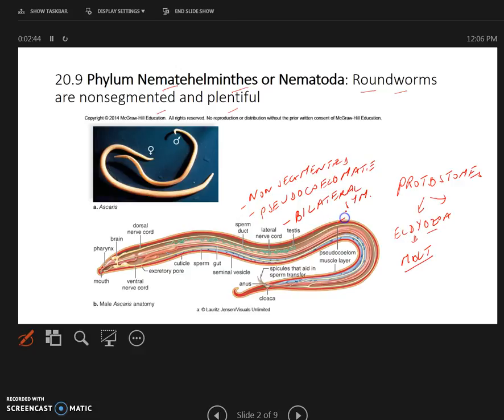Very simple body plan. No definite head. So this is not a head, if that's what you're thinking. There's no defined head. And they have a very, very simple digestive tube. Yes, they have a mouth and they have an anus. But if you're thinking very complex digestive organs associated, well, you're not going to find them.